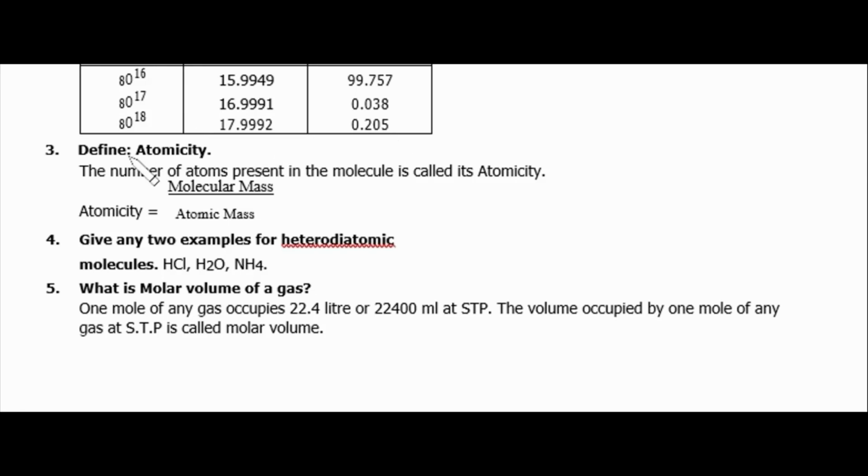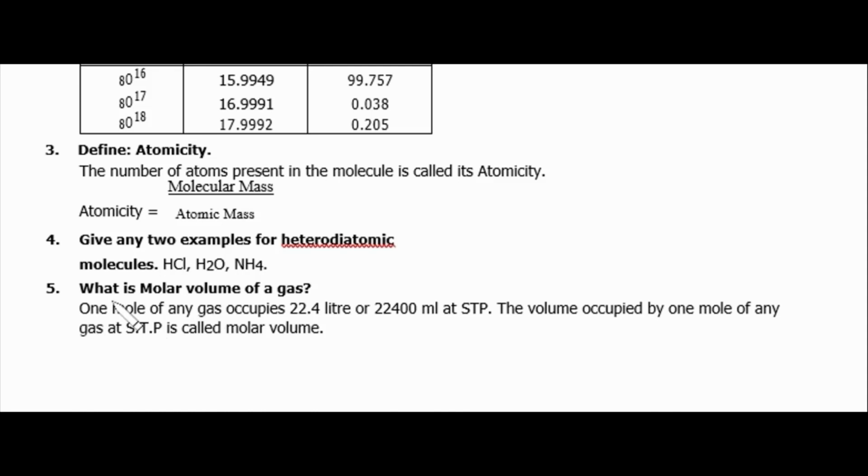Third one, define atomicity. Answer: the number of atoms present in the molecule is called its atomicity. Atomicity is equal to molecular mass divided by atomic mass. Fourth one, give any two examples of heteroatomic diatomic molecules: HCl, H2O, water, NH4.